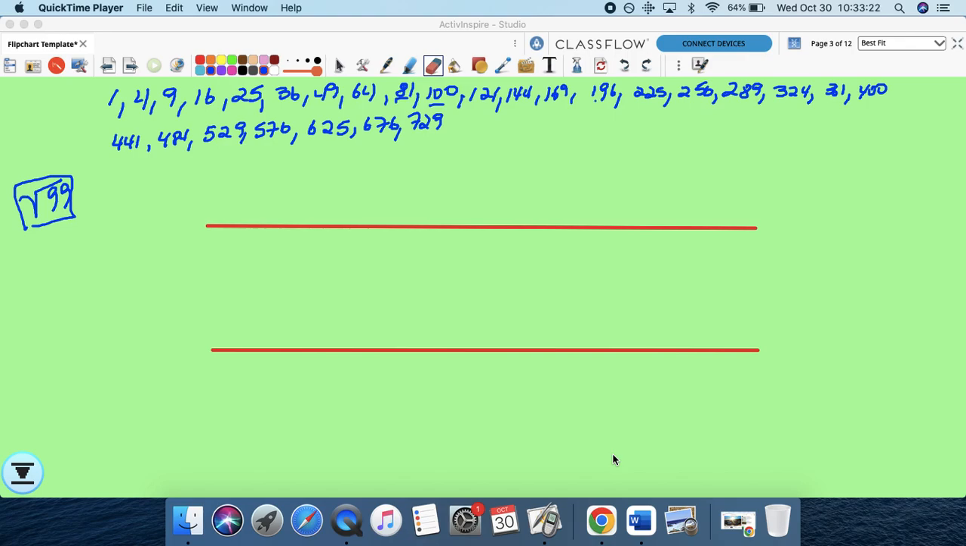Topics to work on today. I'm going to do the easier one first, and then I'll do the other method. It's a little bit more procedural. So, first of all, you were asked to approximate the square root of 99.